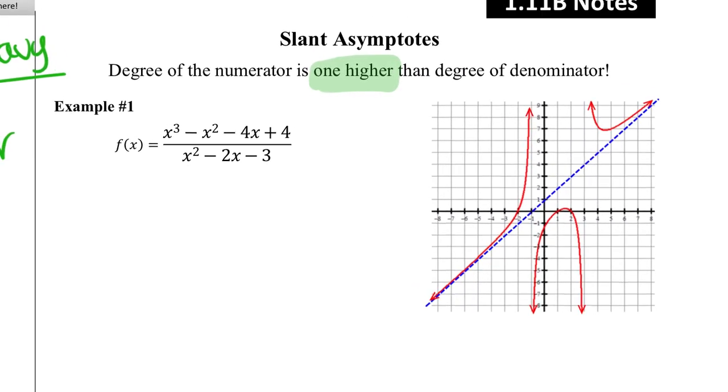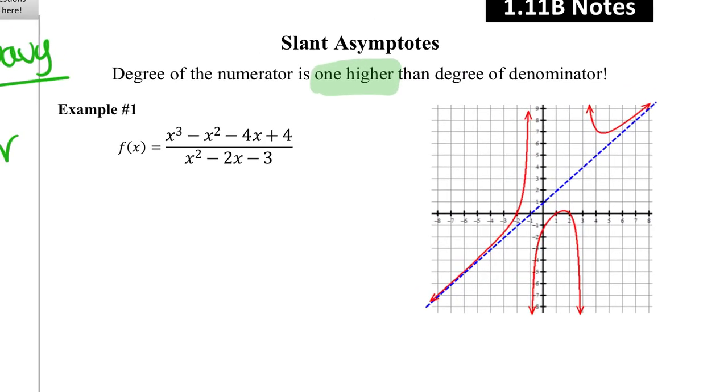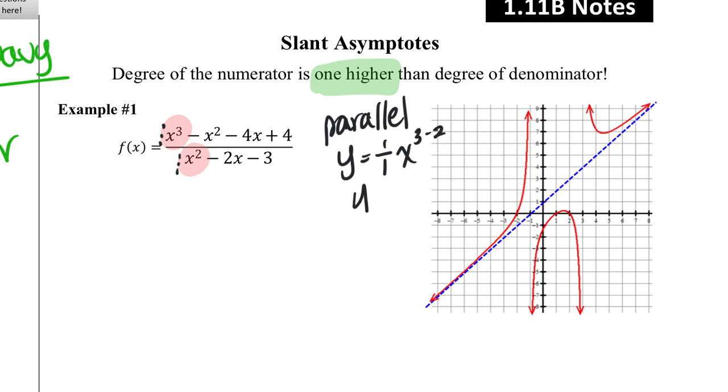So if we take a look at your first rational, you can see that the leading terms here have coefficients of 1 over 1, but they also have exponents of 3 and 2, so there's that difference of 1. So we can say that it behaves parallel to the coefficients, so those invisible numbers here, and then the difference between their exponents. So a line parallel to y equals x.